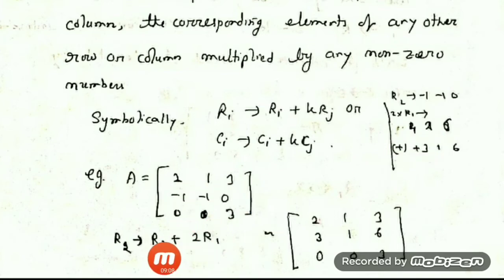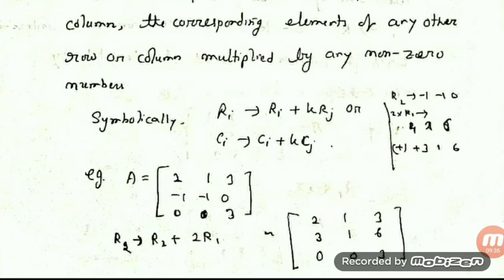Then what have I done? r2 plus 2r1. That means we are now adding these corresponding elements. So minus 1 plus 3 gives you 3. Minus 1 plus 2 will give you 1. 0 plus 6 will give you 6. And these are the numbers by which we have to replace the second row. So the second row elements are now 3, 1, 6. Keep the third row as it is. Okay, this is the way of application.